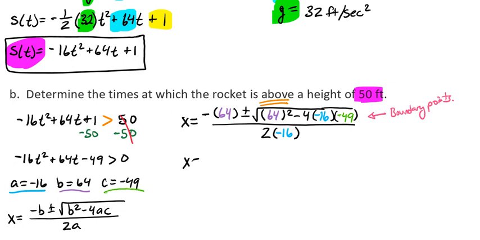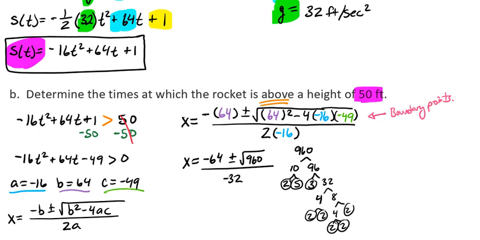So from here, we're going to see that we have x equals -64 plus or minus the square root of 960, all divided by -32. And 960 can be broken down. So to break the 960 down, we're going to make a factor tree. I've got it all the way down to its prime factors. So I'm going to have x equals negative 64 plus or minus something all over negative 32. Now we just got to figure out that something.